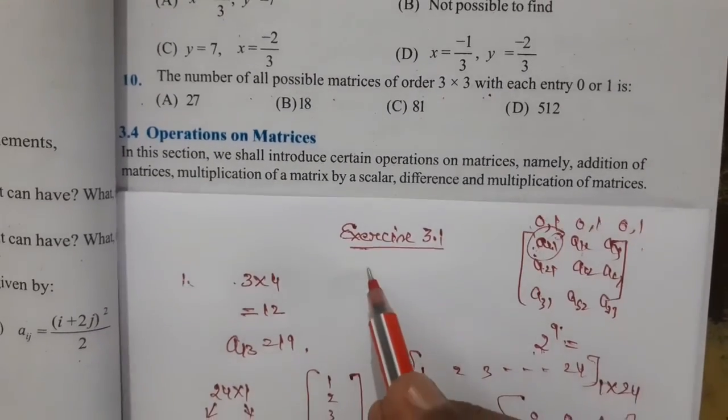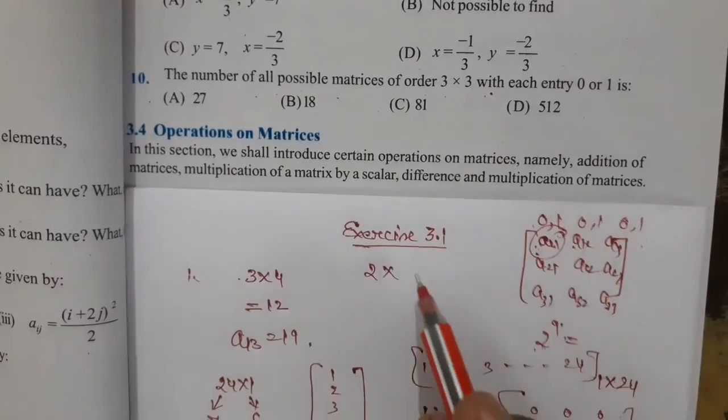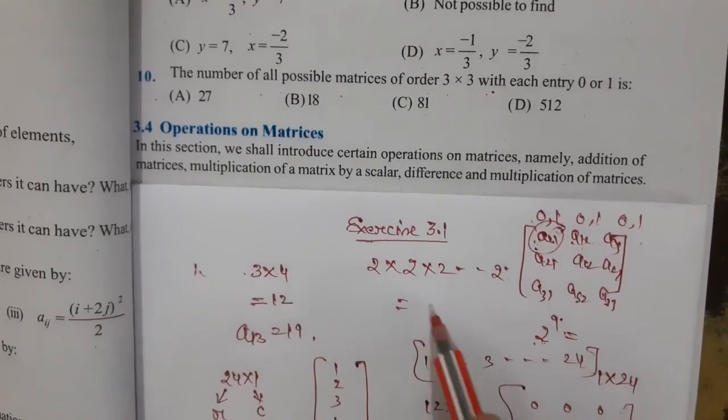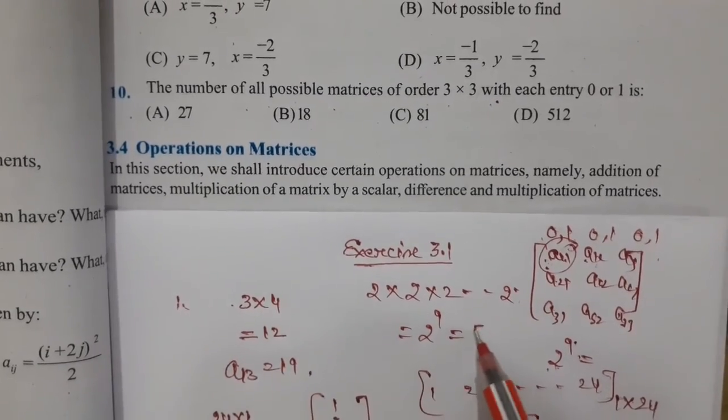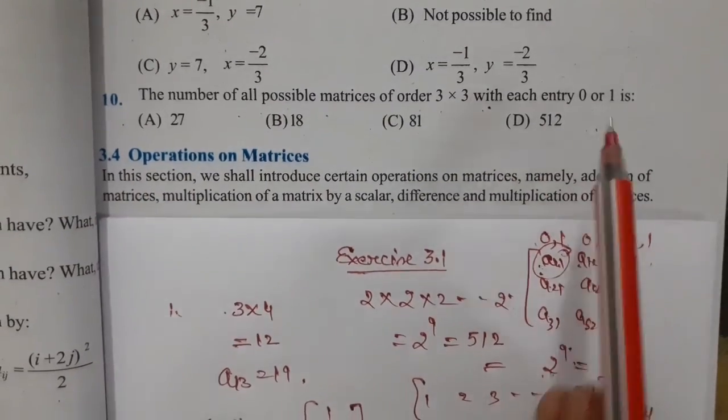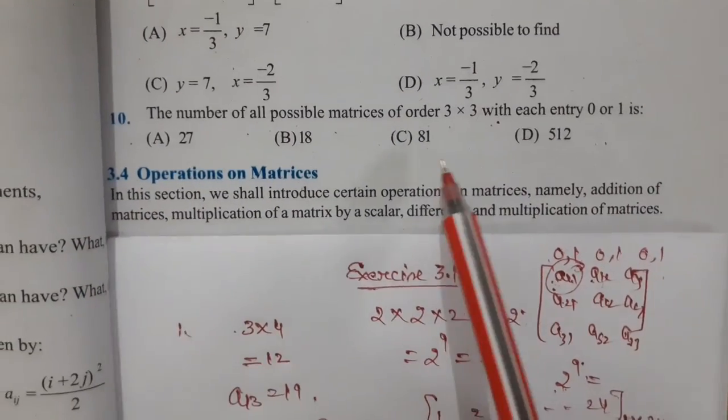Here we can place the element in how many ways? 2 ways. Here also 2 ways. Here also 2 ways, and last here also we can write in 2 ways. Then the total ways are 2 raised to 9, which means 512. This is the solution. 512 means D part is correct. Now today you can complete this exercise 3.1 also.